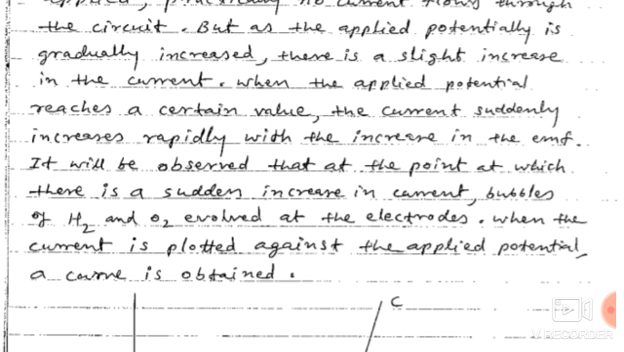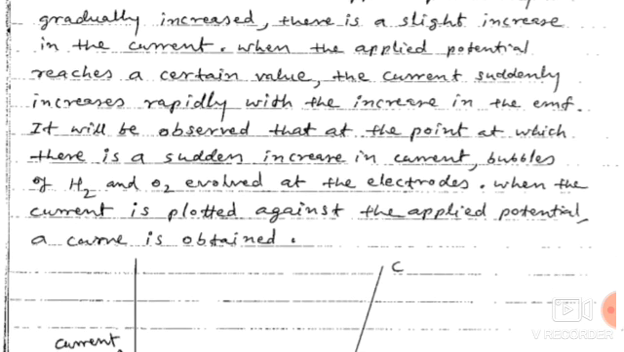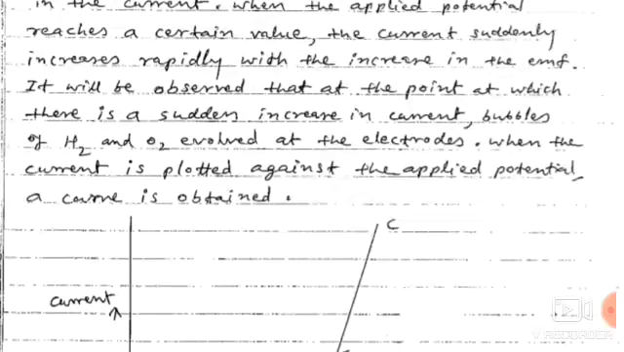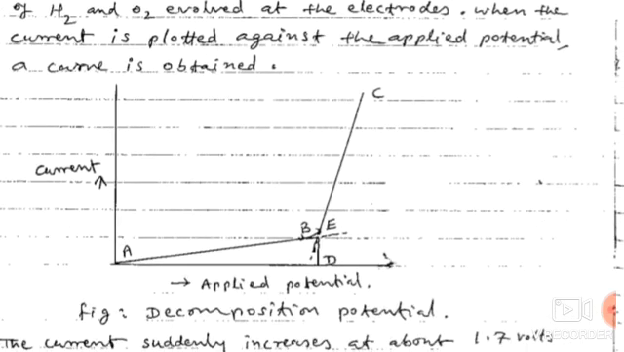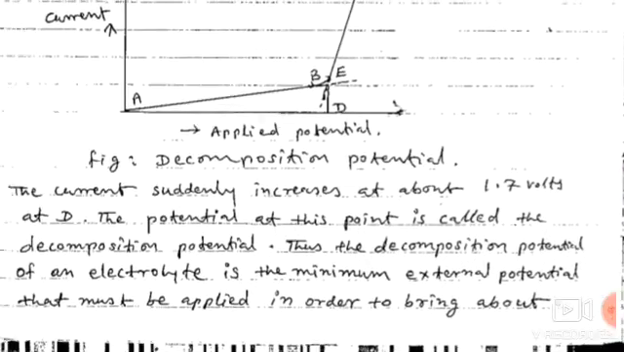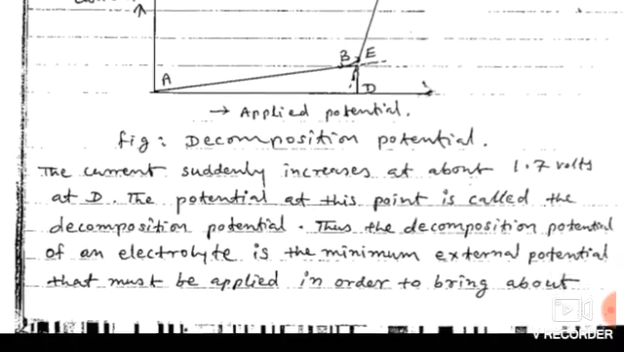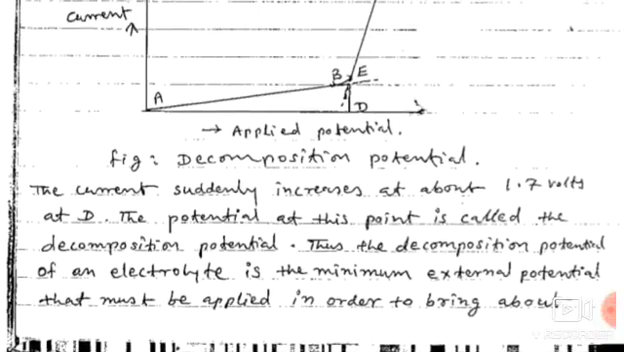It will be observed that at the point at which there is a sudden increase in the current, bubbles of H2 and O2 evolve at the electrodes. When the current is plotted against the applied potential, a curve is obtained. The current suddenly increases at about 1.7 volts.